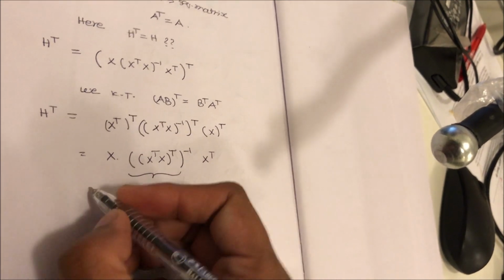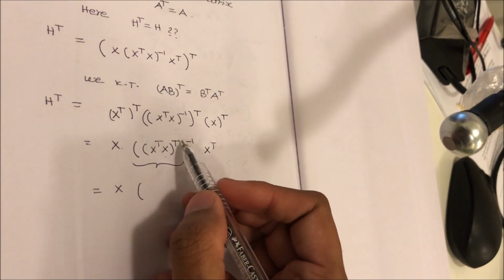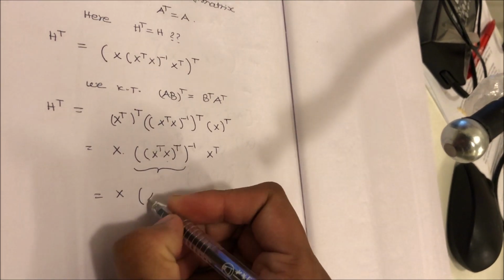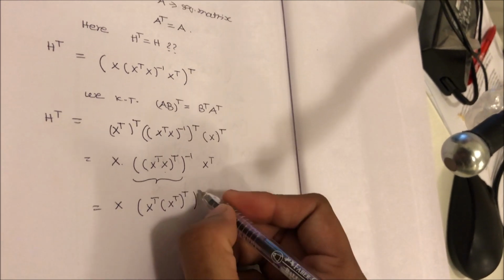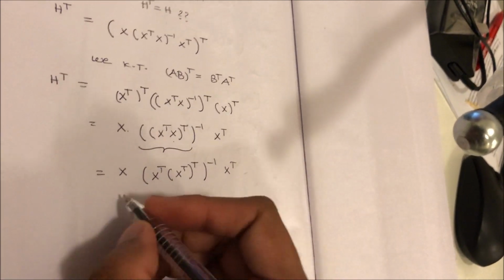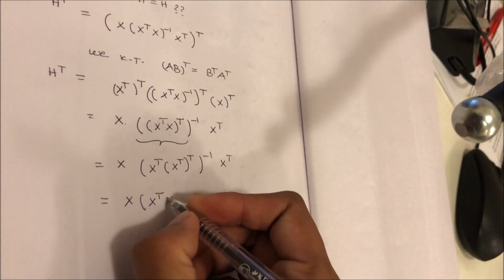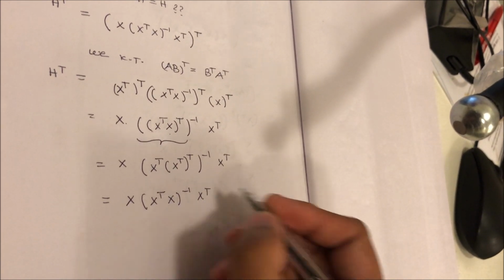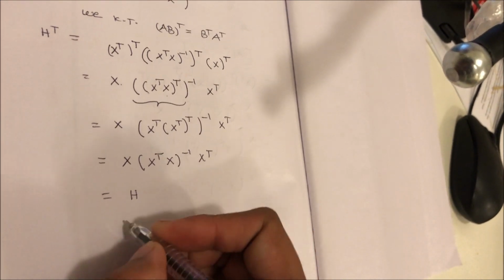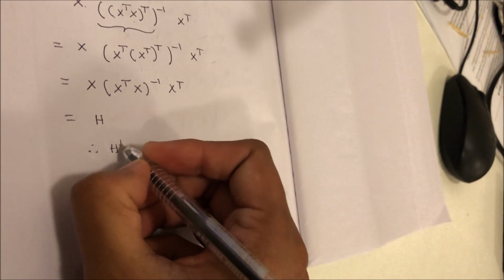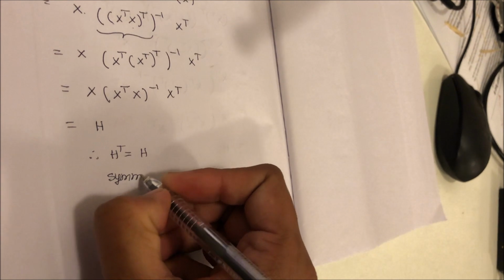Now consider this. What is this? This is X, and this one, like (AB) whole transpose is B transpose A transpose, we'll be writing X transpose. So this is whole inverse of X transpose. Now this is equal to X, this is (X transpose X) whole inverse, and this is X transpose. Now if you see, this itself is equal to H. So therefore we have proved that H transpose is equal to H. Hence the hat matrix, which is H, is symmetric.